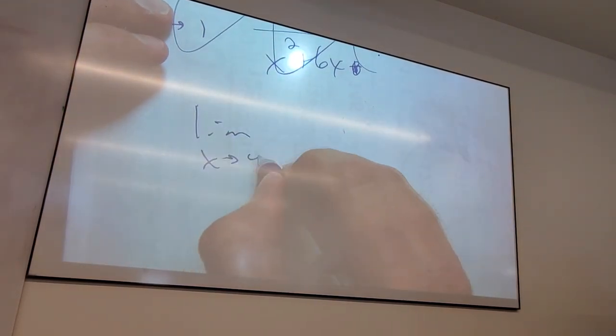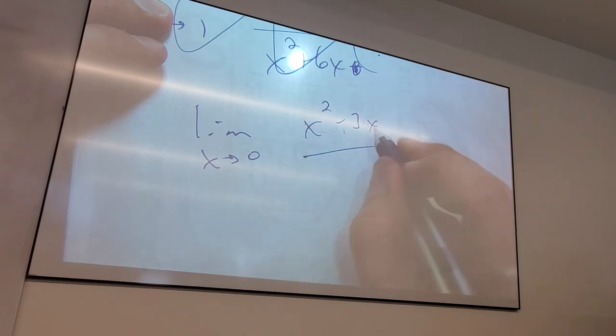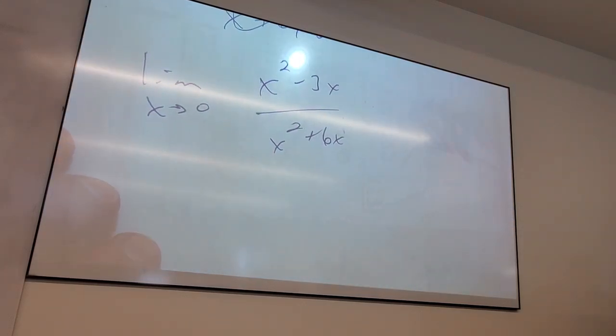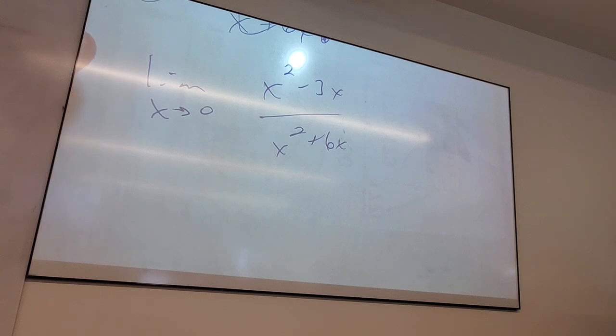Limit as x goes to 0, x squared minus 3x over x squared plus 6x. There we go. There's a really easy example. Is that currently indeterminate? Yes. Why? Because it's zero over zero. So if you get a limit and when you plug the number in, it's indeterminate, the only indeterminate form we currently know is 0 over 0. We're going to learn some more throughout the semester.